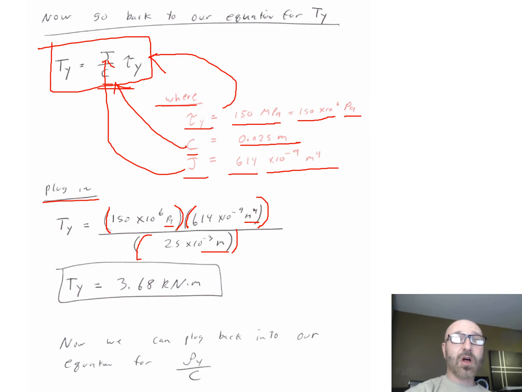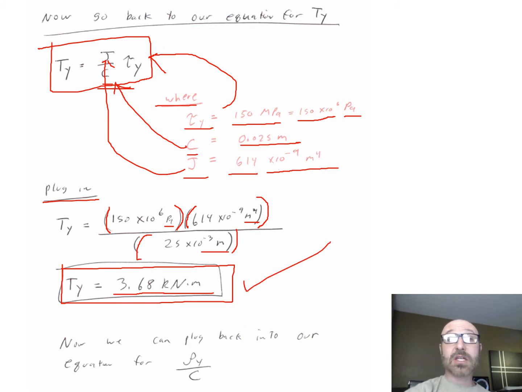We can take a look at all of this now. When we do that out, or do our unit analysis for each of those, we end up with T sub y equal to 3.68 in units of kilonewton meters. Do those units check out? Yes, they do. That is correct, what we'd expect for our T sub y for those units.